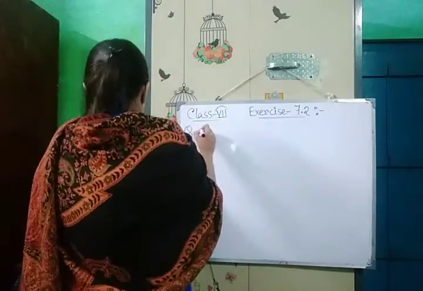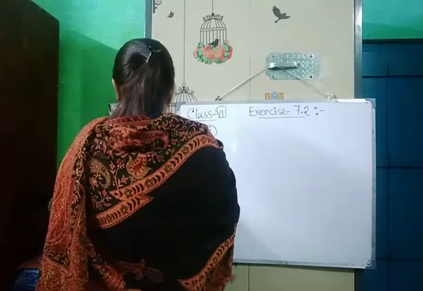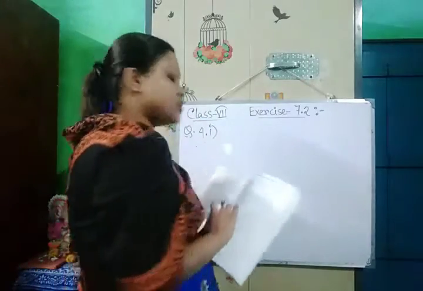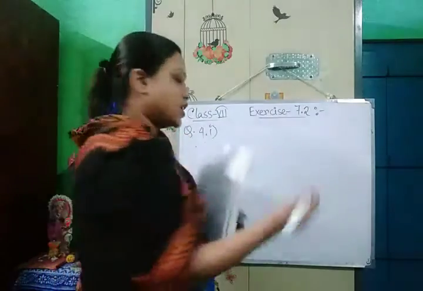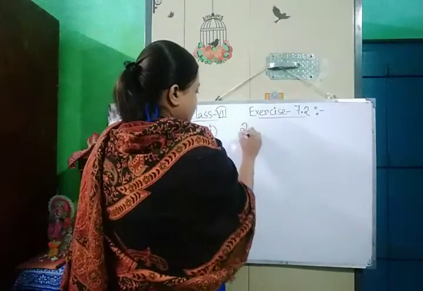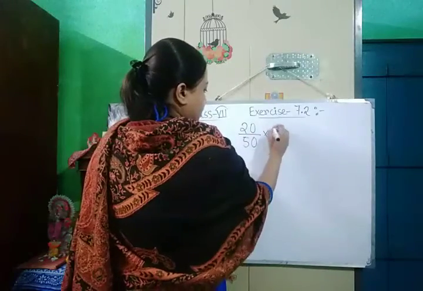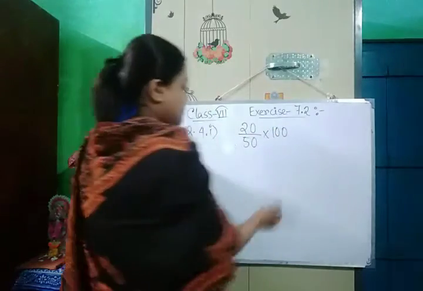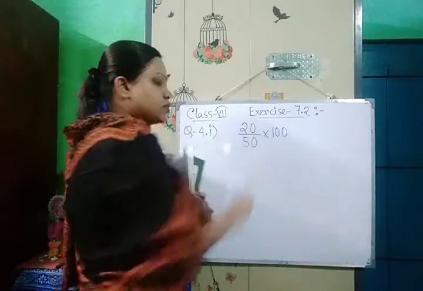Okay, so question number 4 Roman 1 is express 20 as a percentage of 50. So we have to express 20 as a percentage of 50. So we will write the fraction as 20 by 50 into 100, because we are going to find out the percentage. So 20 divided by 50 into 100.